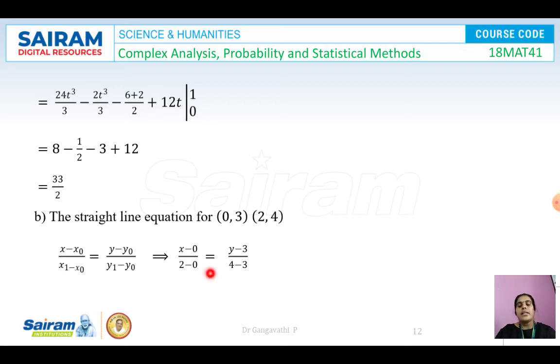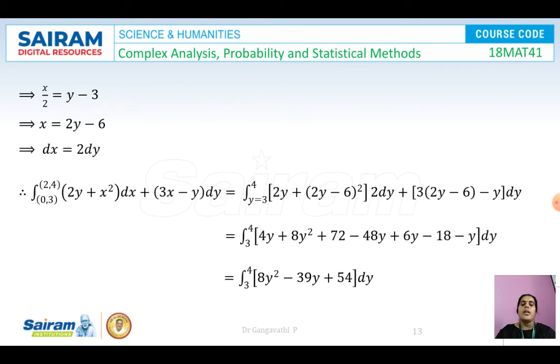And the other curve has been given as a straight line joining the points 0, 3 and 2, 4. So there are 2 points given. We have to find the equation of a line joining these 2 points. So the equation of a line joining 2 points is given by (x minus x naught) by (x1 minus x naught) is equal to (y minus y naught) by (y1 minus y naught). So substitute the values. This you can take as x naught y naught, and this you can take as x1 y1. So substituting here, we get x by 2 is equal to y by 3. Further simplifying, x is equal to 2y minus 6 and dx will be equal to 2 dy.